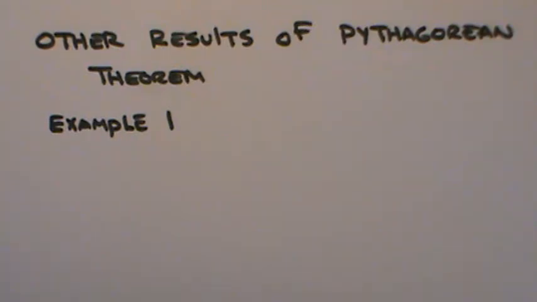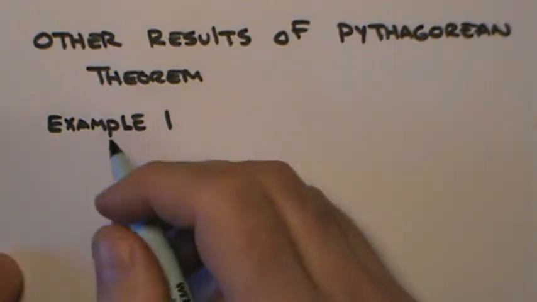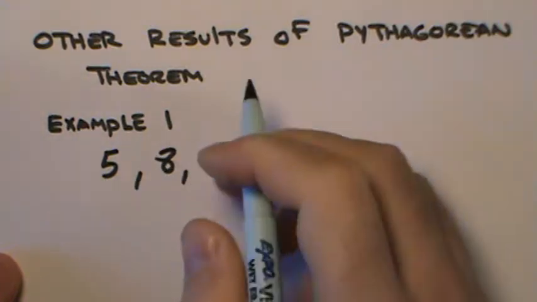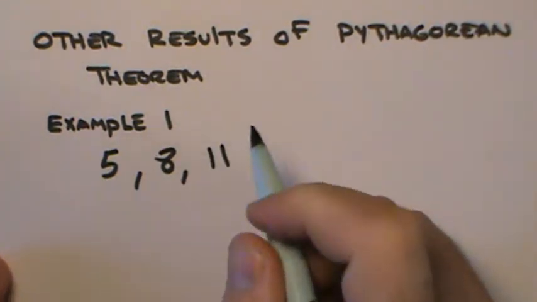Once we become comfortable with the Pythagorean theorem, we can start discussing some of the other results of the Pythagorean theorem. Specifically, what if I don't know what kind of triangle is being created with my sides? Example 1, if I give you 3 sides to a triangle, I say 5, 8, and 11.